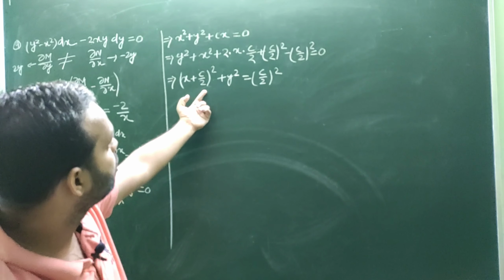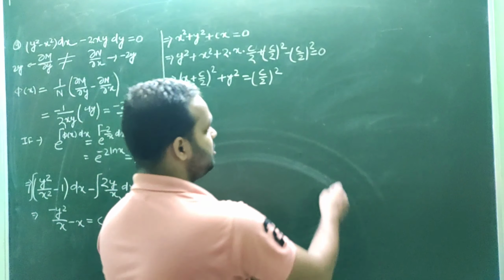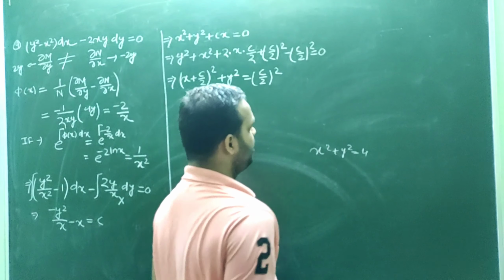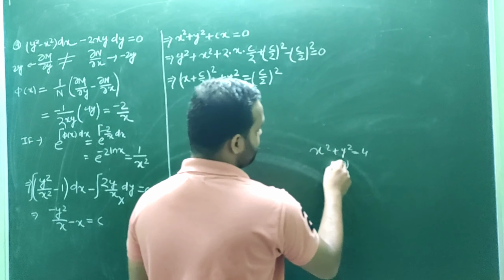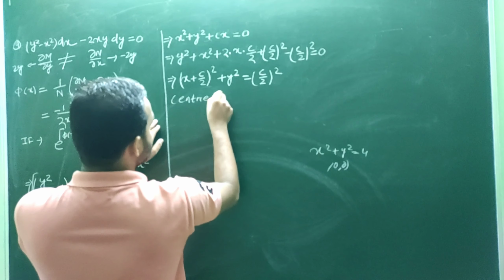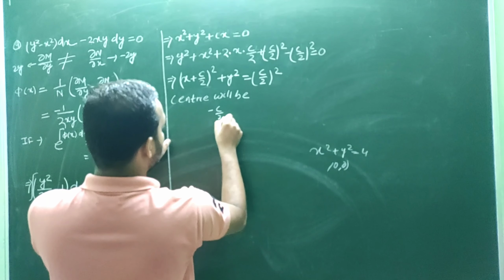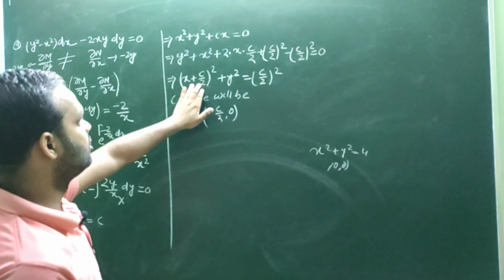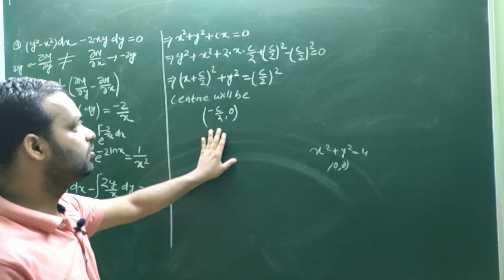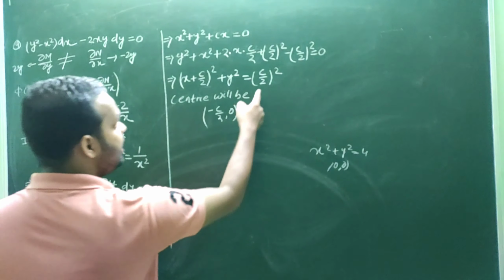Now can you tell me the center is at what point? Normally for x square plus y square is equal to a square, anything, center is at 0, 0. So in this case center will be at minus c by 2, 0. It is clear from this. I think you know this, you got this idea that the center is at minus c by 2 and 0. And the radius is c by 2.